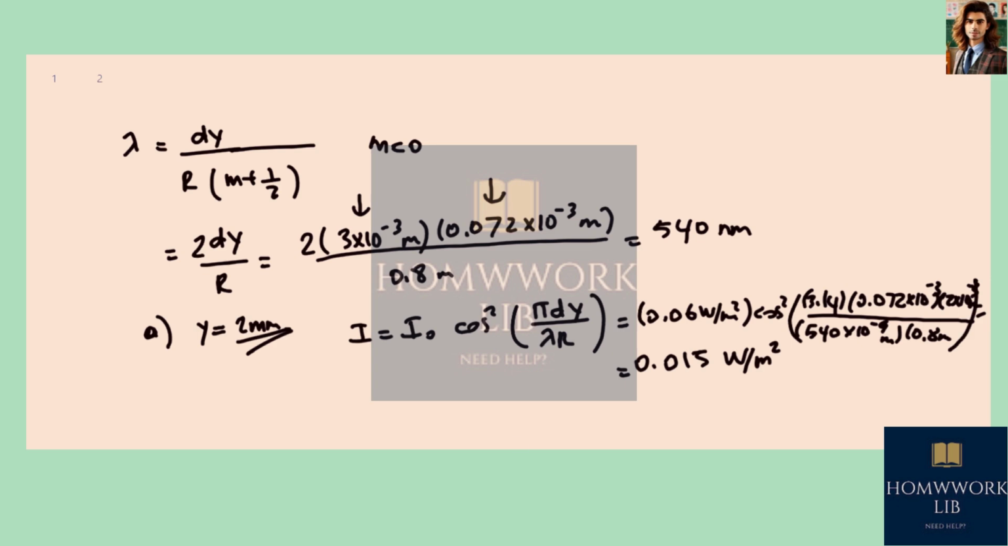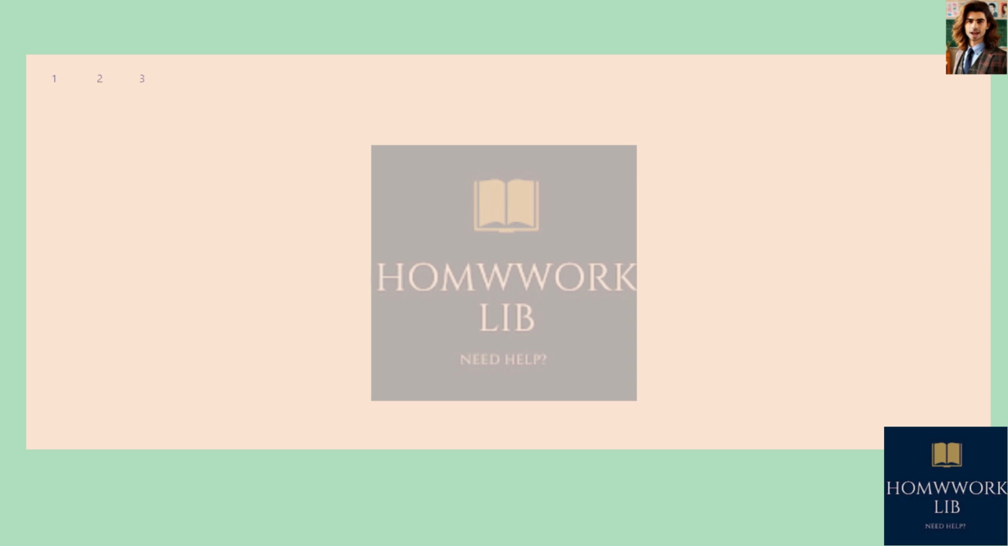Now, part B is not really different. The only difference is that y is given to us as 1.5 millimeters. So let's see what happens when we plug it in here. Instead of 2 millimeters, this term, instead of 2, we're going to have 1.5. So then again, for part B, I equals I naught cosine square of pi d y over lambda r. I naught is 0.06 watts per meter squared.